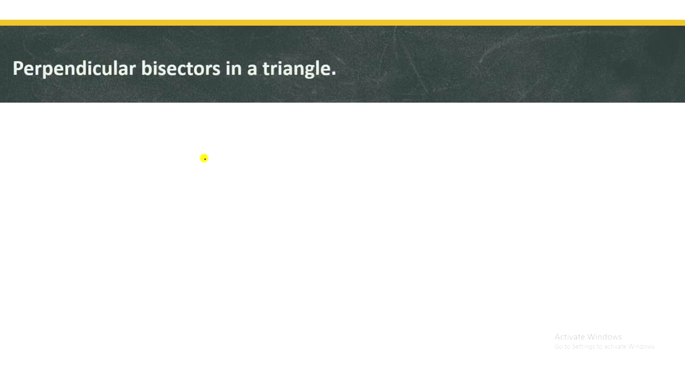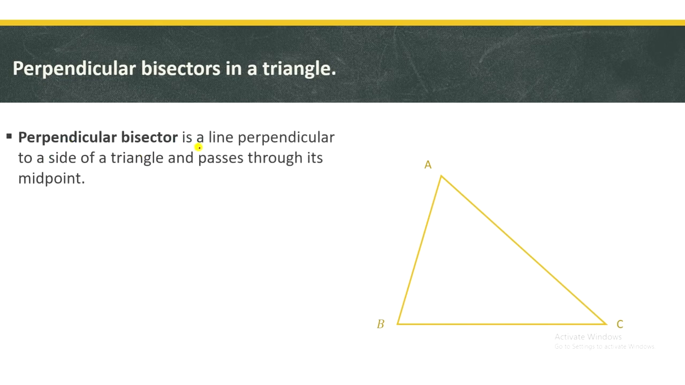Finally, perpendicular bisectors in a triangle. ABC is a triangle. We will draw the three perpendicular bisectors for each side. So for BC and for AB and for AC. What is the definition of the perpendicular bisector? A perpendicular bisector is a line perpendicular to a side of a triangle and passes through its midpoint. So perpendicular and at the midpoint.